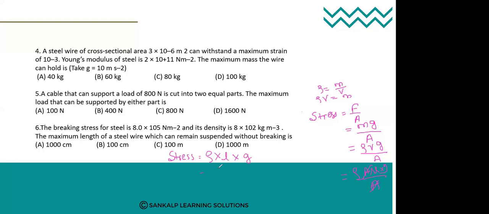So we require the length. Therefore, length is equal to stress, which is 8 into 10 raised to 5, in the numerator. The density value is in the denominator, it is 8 into 10 raised to 2. Then acceleration due to gravity, take it as 10. So 8 will get cancelled, 10 raised to 5 by 10 raised to 3 will be 10 raised to 2, which is nothing but 100. So the answer is option C. Any doubt, students? Otherwise, I'll go for the next question.